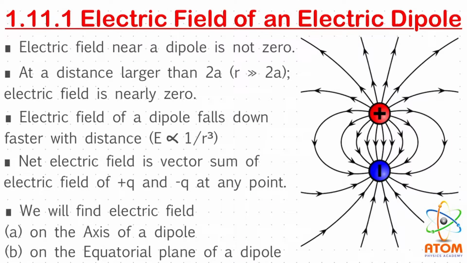That's why the electric field decreases very fast as the distance increases. The net electric field is always a vector sum of the electric fields of positive q and negative q at any point. Whatever point you choose, at that point the electric fields of the positive q and negative q will be superimposed as per the superposition principle. So it will be a vector sum of both the electric fields. We are going to find the electric field of a dipole on its axis and on its equatorial plane.